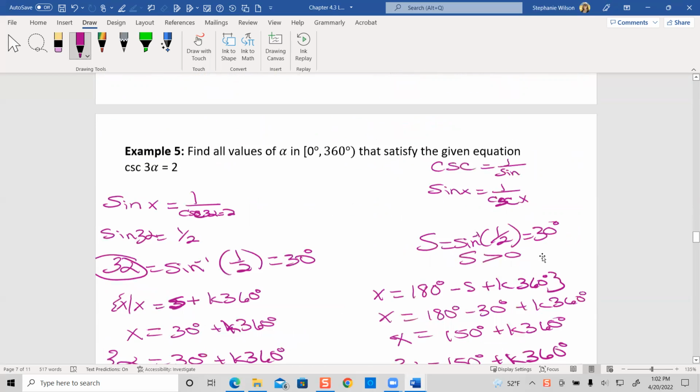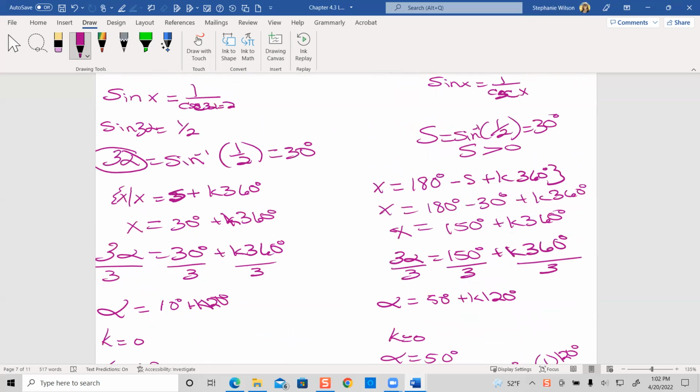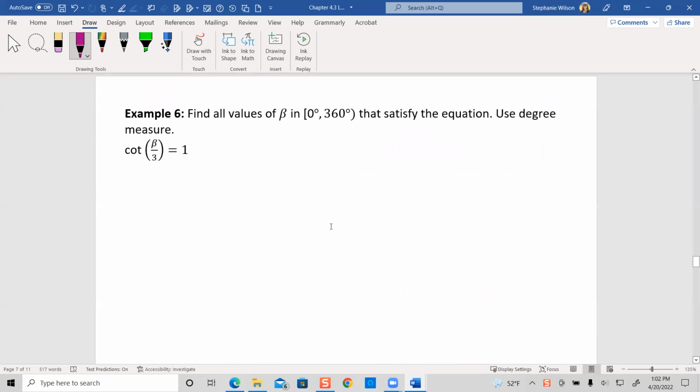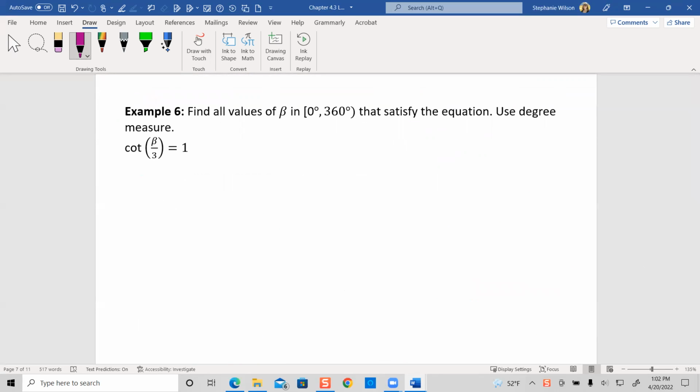I do have one more I would like to work out for you. Well, we got 2 more. I was thinking I had 1 more. We got 2 more. Let's do 2 more. So this one here says find all values of beta in the interval of 0 degrees to 360 degrees that satisfy the equation. Use degrees, and we got cotangent. So what I'm going to do is get the beta out front by taking the inverse of cotangent.